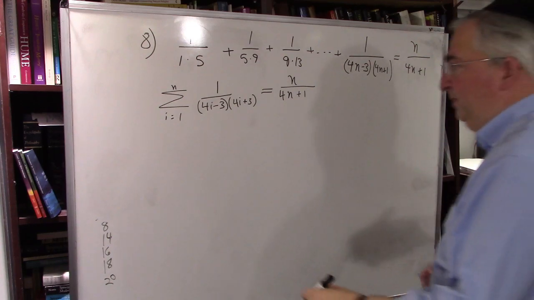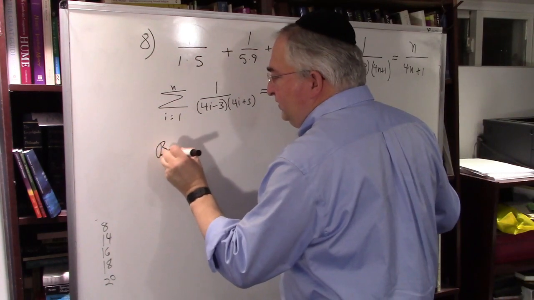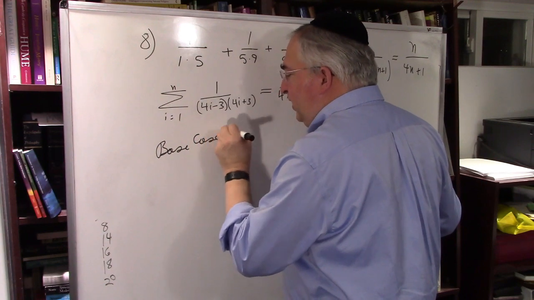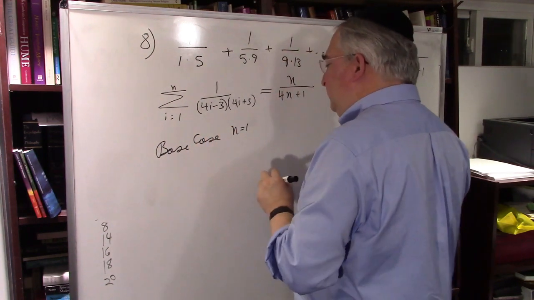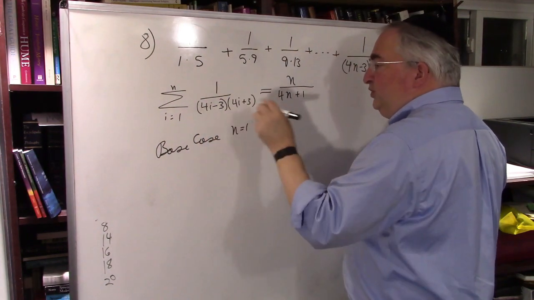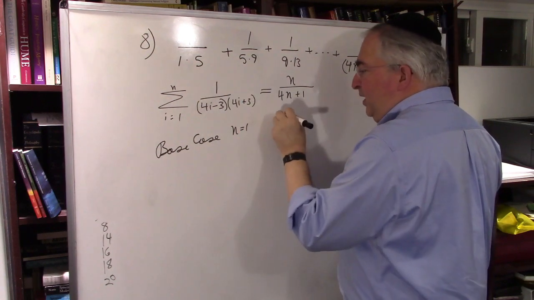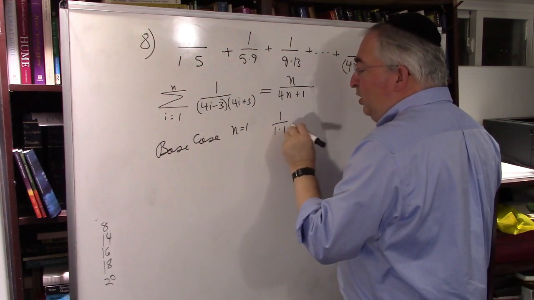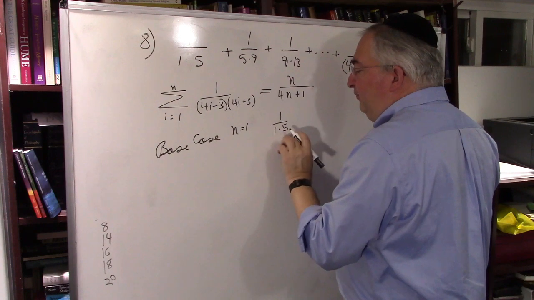Okay, let's do the base case. Base case, n equals 1, so let's see what that's equal to. We only have one term to add. We already have that term. So the question is 1 times 1 over 5.